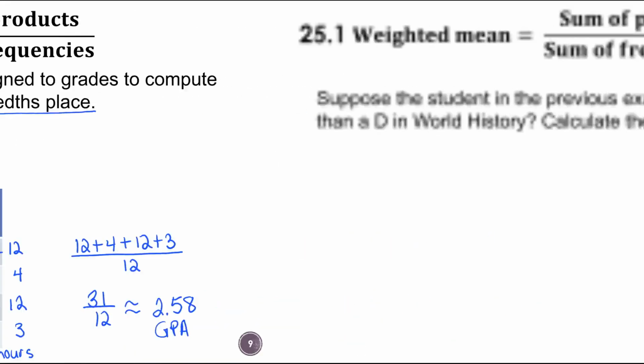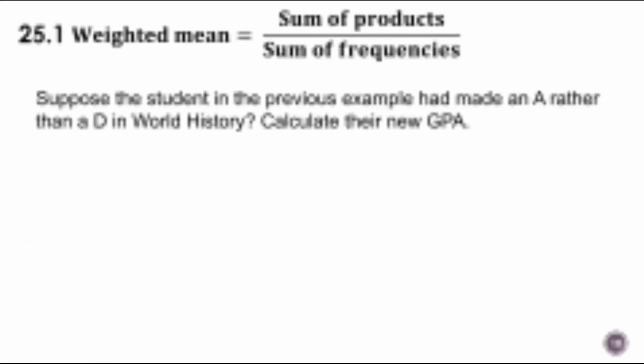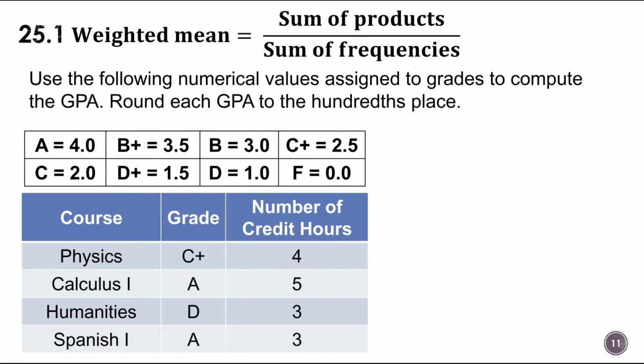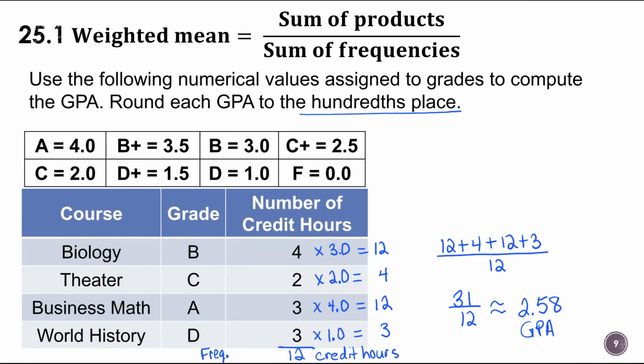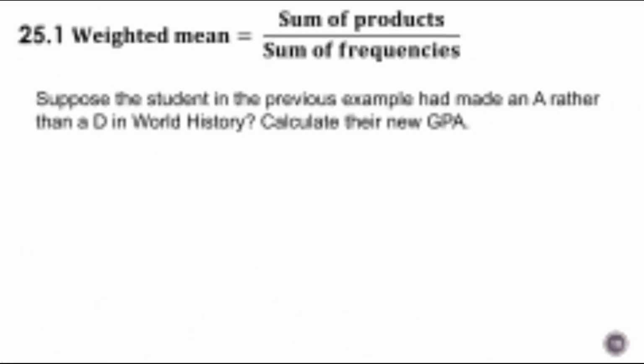Now on the next slide, it says, suppose the student in the previous example... Okay, for some reason it's going to stay blurry. I'm trying to get it not to be blurry. Hopefully you can read this. Suppose the student in the previous example had made an A rather than a D in world history.